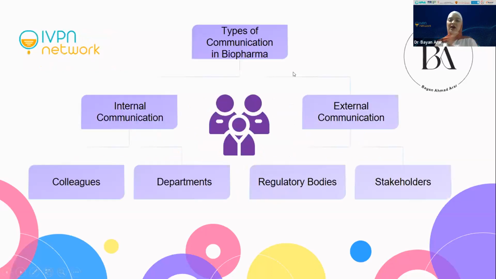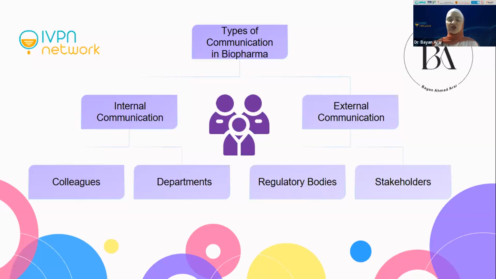Simply. Well, in biopharma, there are two different types of communication. We have the internal communication and we have the external communication. Internal communication happens inside the company itself. So we have people who are sharing the same culture, and there are messages or job functions that need to be performed. So the internal communication is between colleagues and departments.